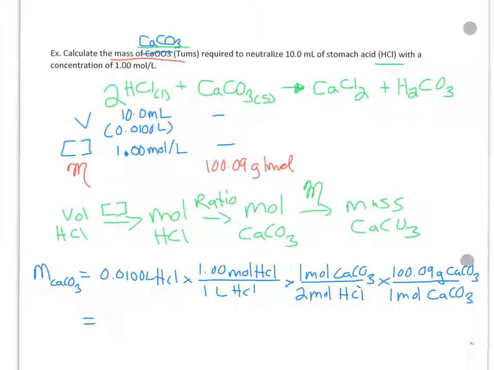So if you set up your problem correctly, this is what it looks like. 0.0100 liters of HCl times 1 mole over 1 liter of HCl times 1 mole of calcium carbonate over 2 moles of HCl times 100.09 grams of calcium carbonate over 1 mole of calcium carbonate. I want you to note that this time I had to convert my volume to liters because at no other point in the equation do I have the unit milliliters for the mill part to cancel each other out. So if you punch this into your calculator, you should get a mass of 0.500 grams, and then a therefore statement will finish off your solution.